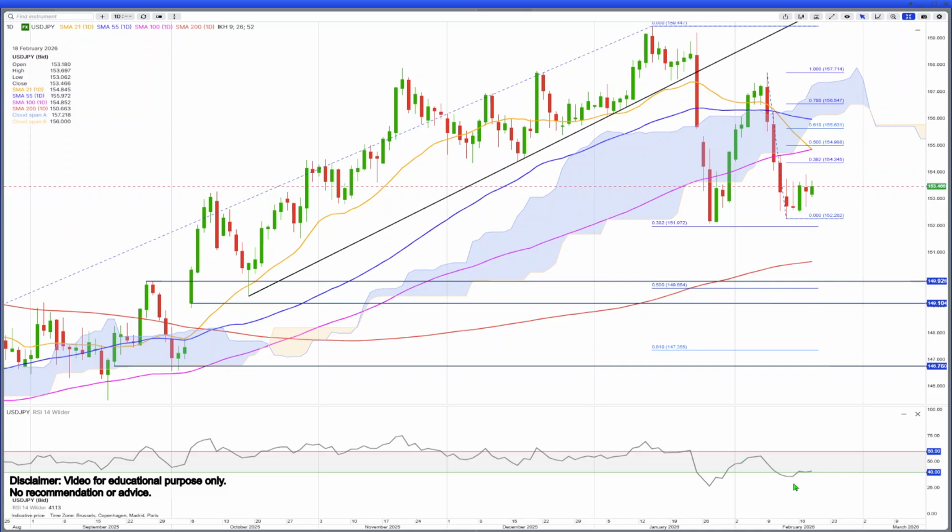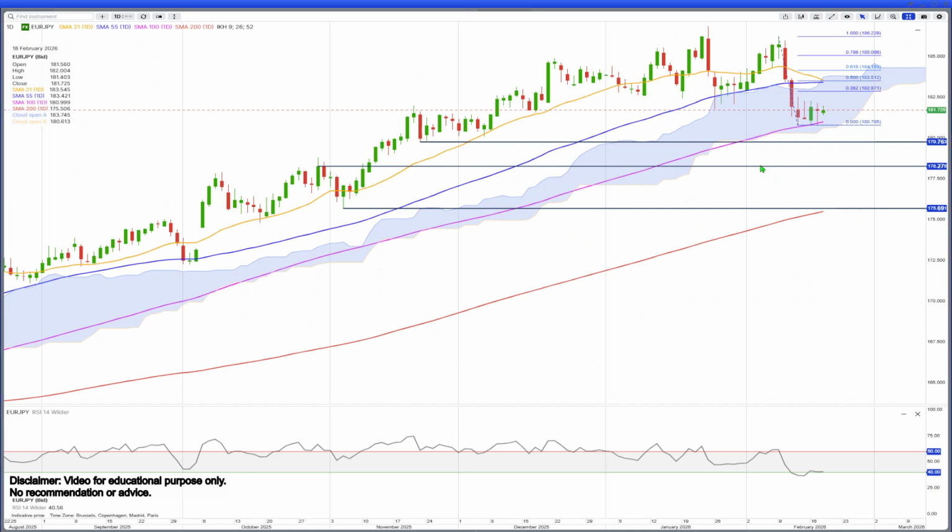We do have still negative sentiment on the RSI, so I actually did expect a little bit of a bounce up to 154.35, possibly a little bit higher here. But it can still do it because it's formed this little bit of a support there. It could turn around, so keep an eye on these levels there.